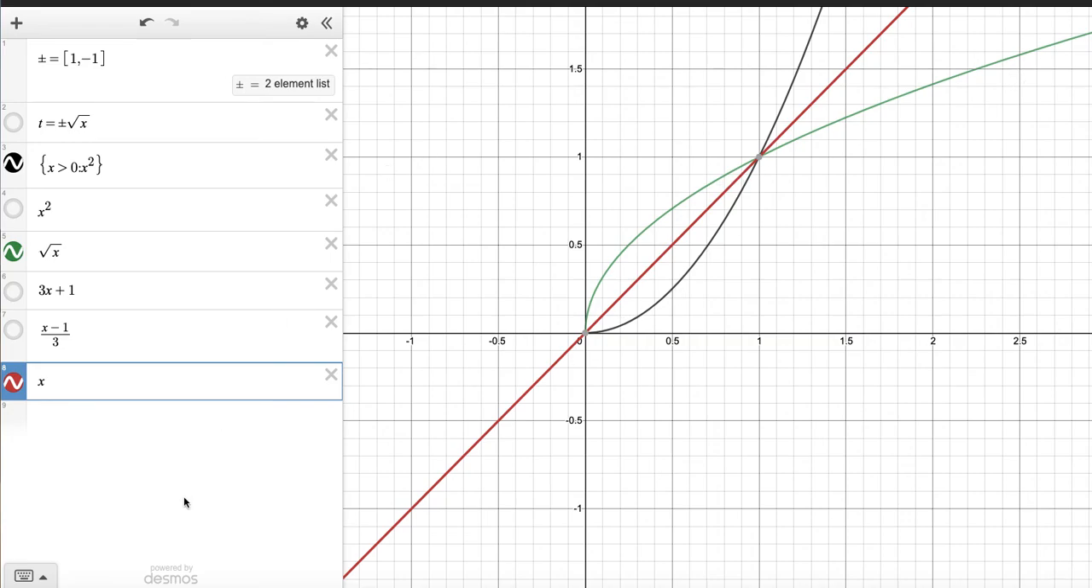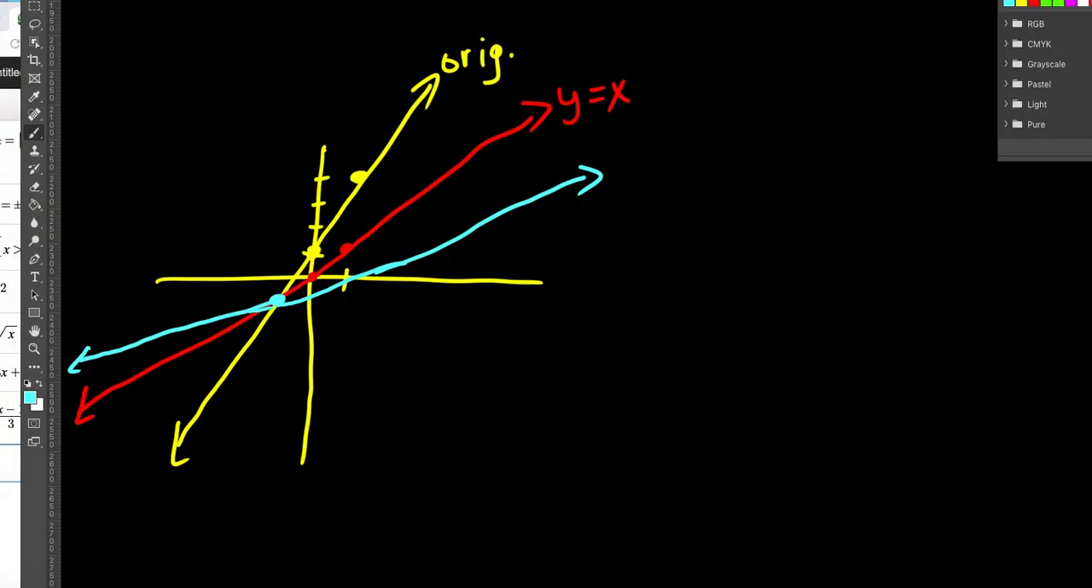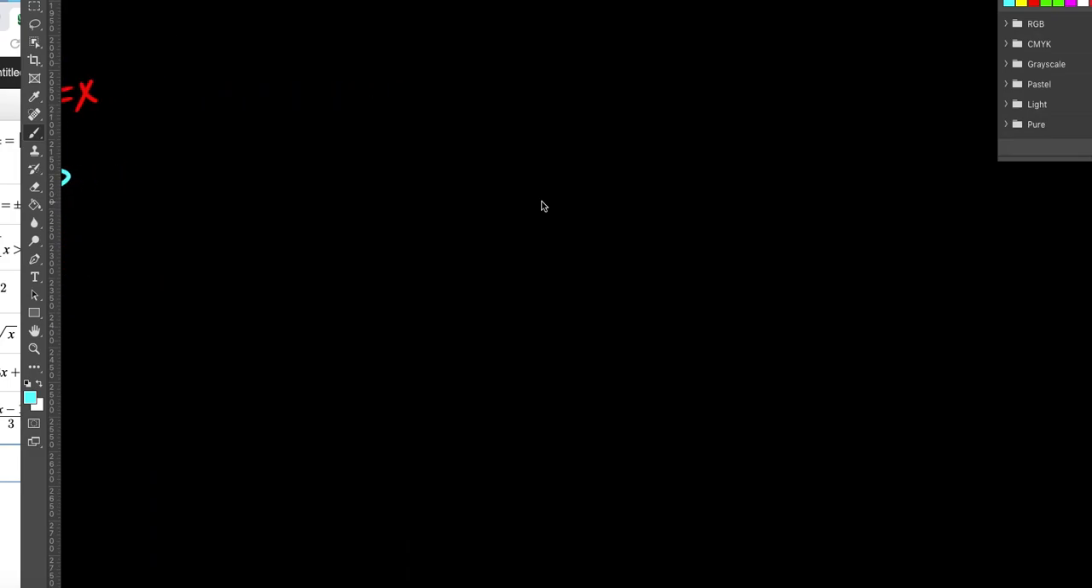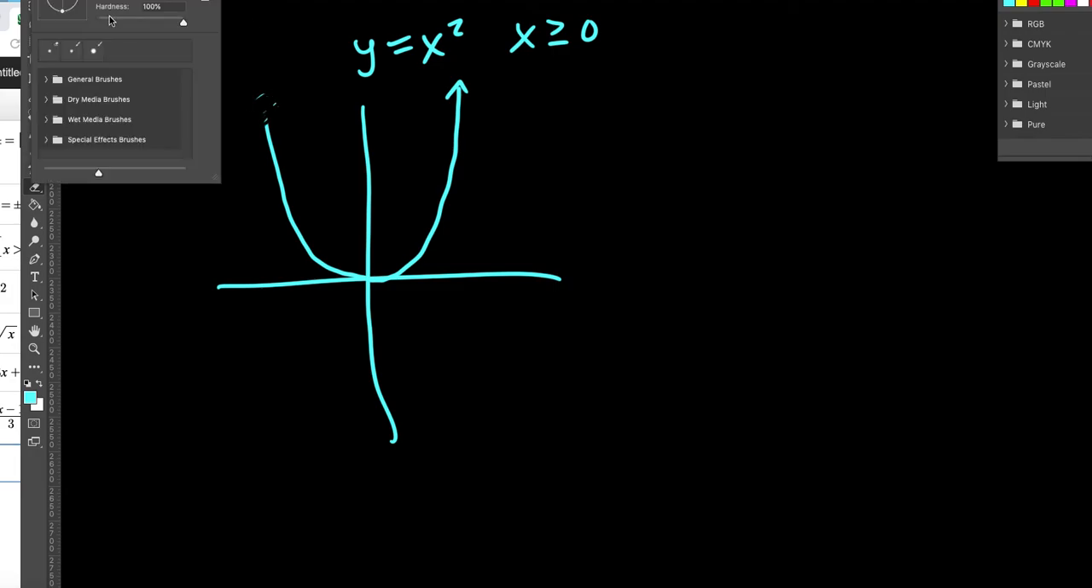So let me show you this one as well over here. So you're given the function y equals x squared. And so you graph it to see what it looks like. And you're like, okay, I think I need to restrict the domain. And so we're only going to look at it for x is greater than or equal to 0. And so what that means is we're going to erase this part.